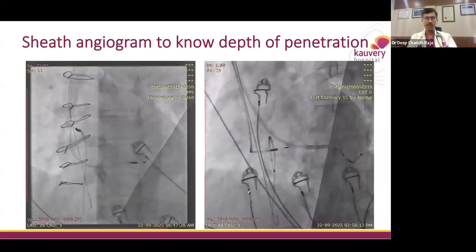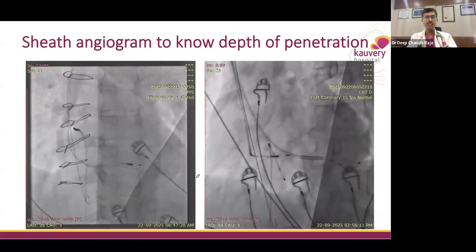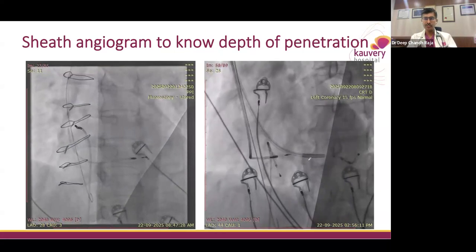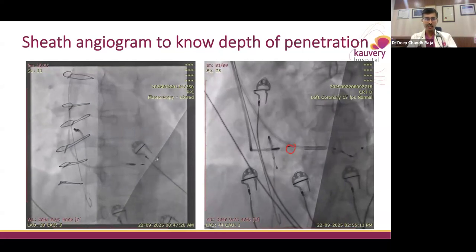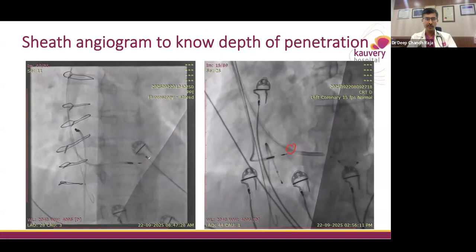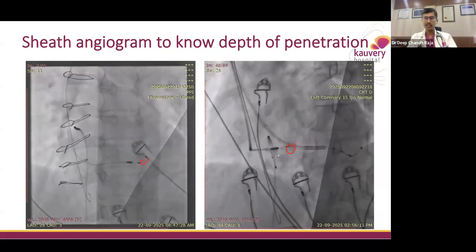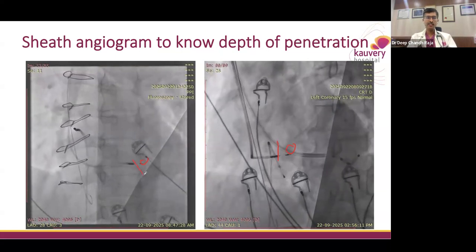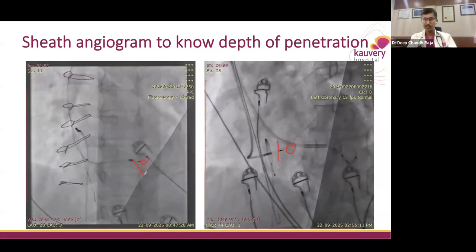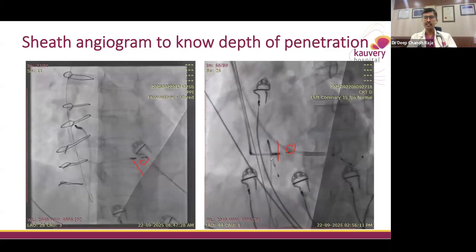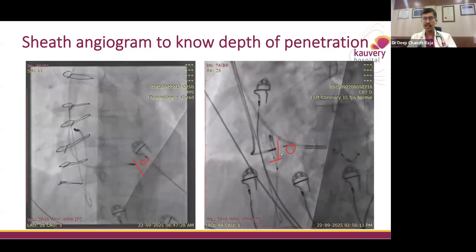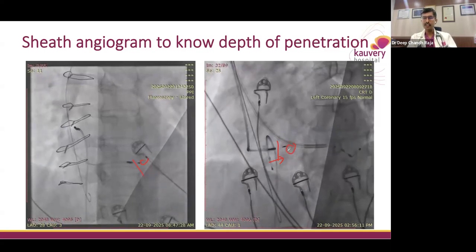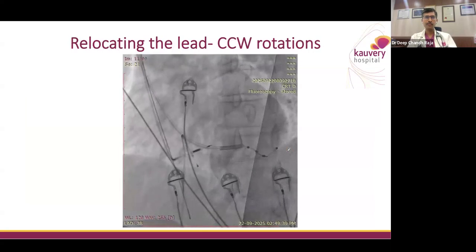Of course, we do sheath angiograms to help us understand how deep we are into the interventricular septum. As shown in both the examples here, the cathode is well into the septum, but the anode is yet to penetrate the septum. So the sheath angiogram really helps us understand that the anode is still not past the septum, and hence gives us the confidence to push the anode further into the septum, provided there's no drop in impedance while we take the lead into the septum.